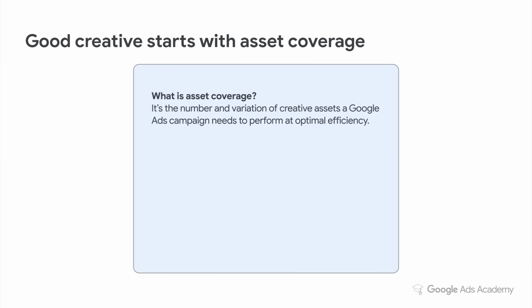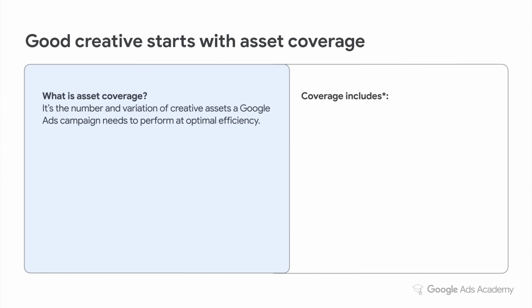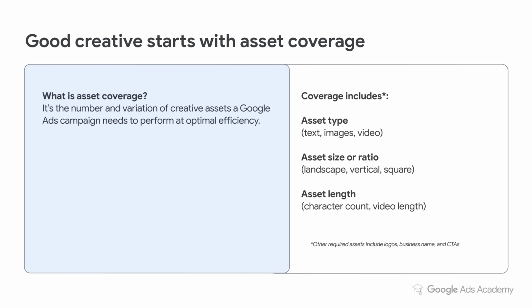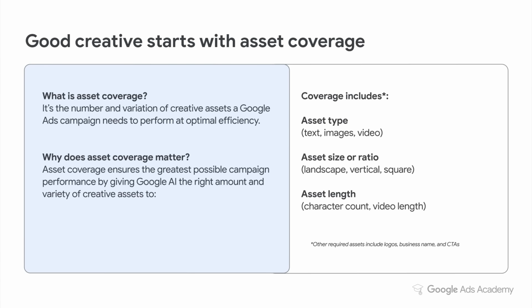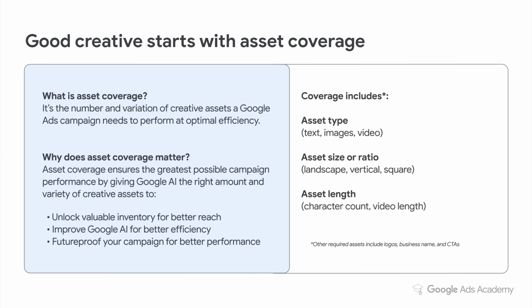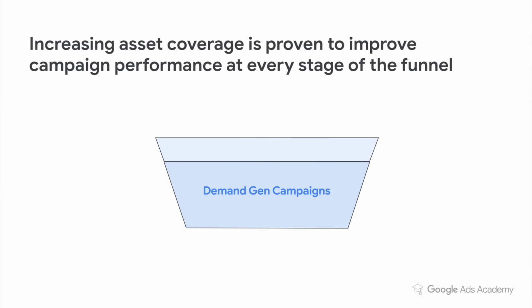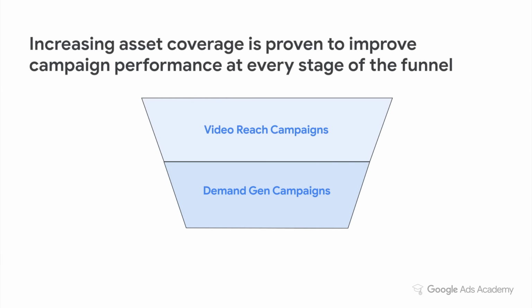Asset coverage is the number and variation of creative assets uploaded to a Google Ads campaign needed to achieve optimal efficiency. This includes asset type, asset size or ratio, and asset length. Asset coverage ensures the greatest possible campaign performance by feeding the machine with the right amount and variety of creative assets needed to unlock valuable inventory for more reach, improve machine learning for more efficiency, and last, future-proof your campaign for more performance. Increasing asset coverage is proven to improve campaigns' performance at every stage of the funnel.